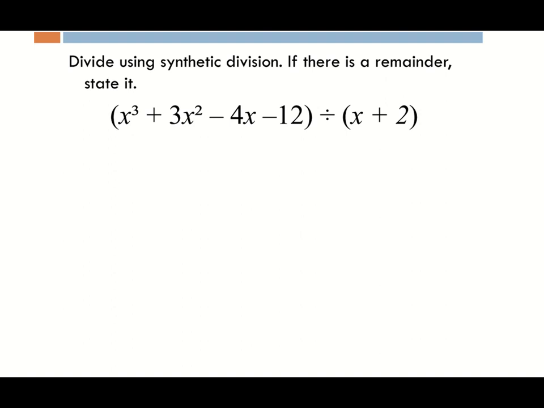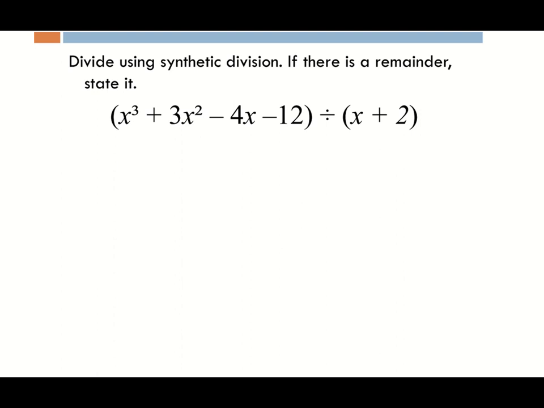Our first example here is divide using synthetic division, x cubed plus 3x squared minus 4x minus 12 divided by x plus 2. So this works because we are dividing by a linear binomial. Our first step is to find our 0. We're going to utilize our 0 here, and in order to do that, we're solving for x in our factor. So here we have our factor, our divisor, x plus 2. We need to find what that 0 is going to be.